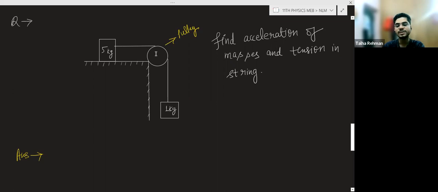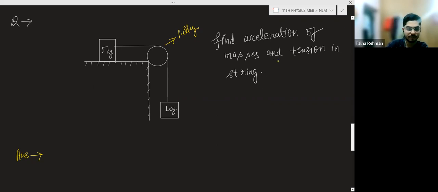Okay, friction we will study. Next topic will be the friction. So there we will consider the pulley will have friction. Okay, first thing, draw the free body diagram of both the masses to find the acceleration and tension. They are asking find acceleration of the mass and tension in the string.